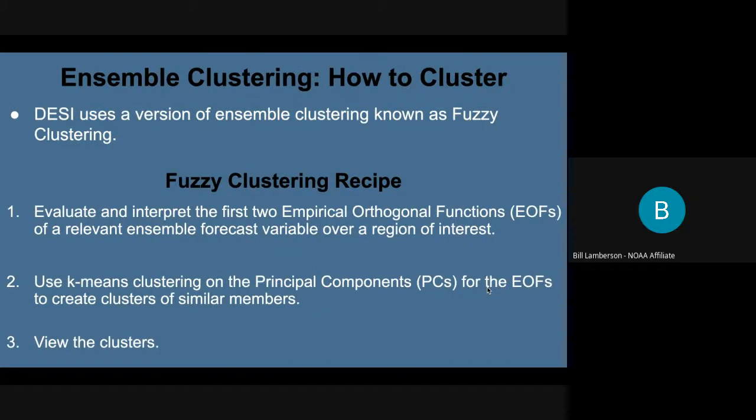All right, so ensemble clustering: how to cluster. DESI uses a version of clustering known as fuzzy clustering, and basically fuzzy clustering has a 3-step recipe. The first step is to evaluate and interpret the first 2 empirical orthogonal functions, or EOFs, of a relevant ensemble variable over a region of interest. The second step is to use k-means clustering on the principal components, or PCs, for the EOFs to create clusters of members with similar forecasts. And finally, the most important step is to view the clusters.